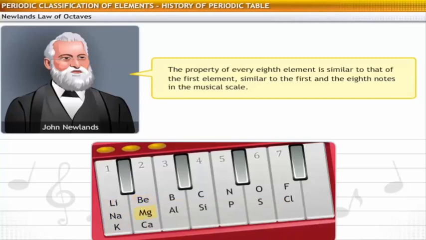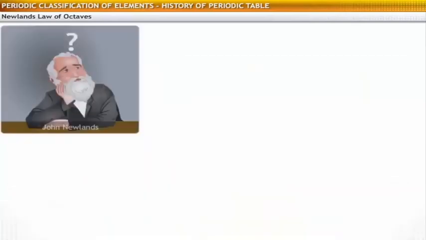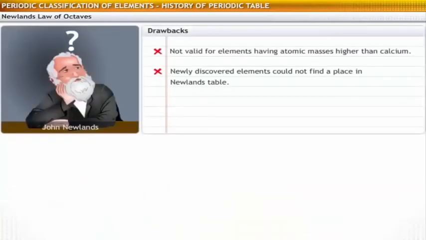Similarly, beryllium, magnesium, and calcium show similar properties. For instance, all the three elements are shiny and fairly soft. However, Newland's law of octaves failed because it was not valid for elements of atomic masses higher than calcium. Newly discovered elements could not find a place in Newland's table.